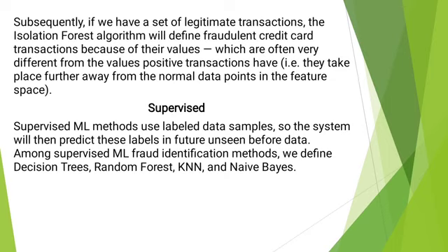Subsequently, if we have a set of legitimate transactions, the isolation forest algorithm will define fraudulent credit card transactions because of their values, which are often very different from the values positive transactions have. That is, they take place further away from the normal data points in the feature space.